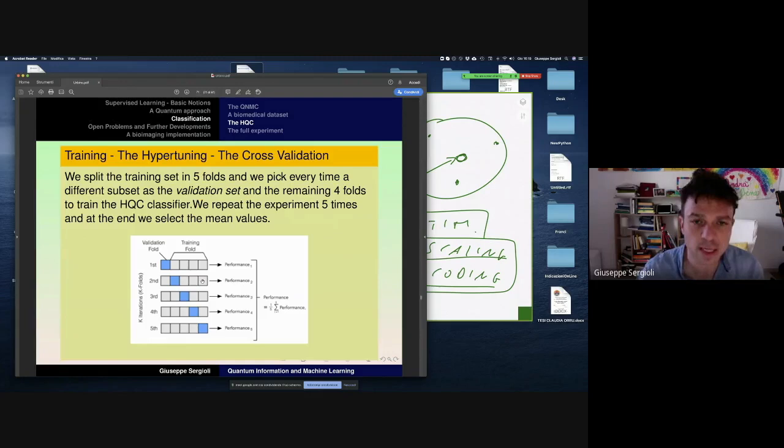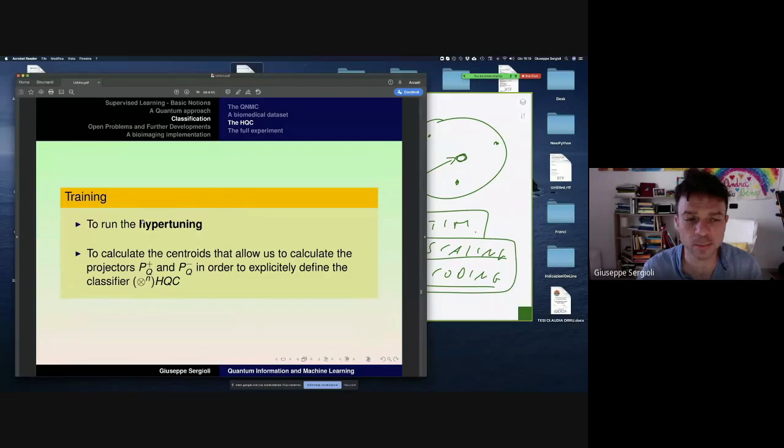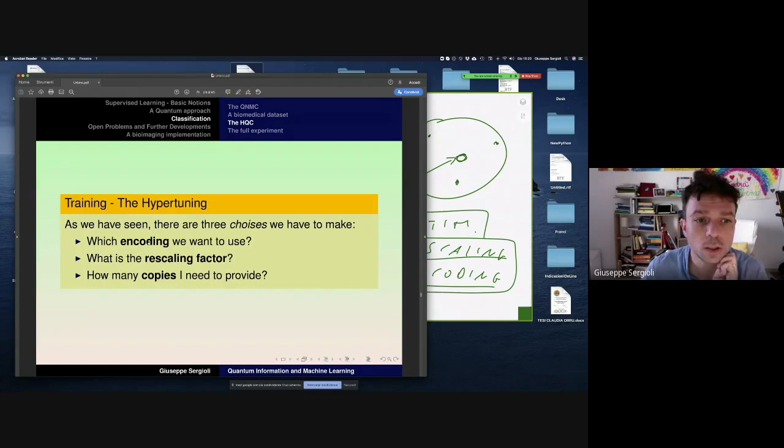So at the end, we have two different aims in our training. The first is to find the centroid that allows us to calculate P plus and P minus. Otherwise, I cannot define the classifier. The second is the hypertuning that allows us to find the best values of encoding, rescaling factor, and copies that I can use in order to have a good performance of the accuracy, and also other statistical quantities.